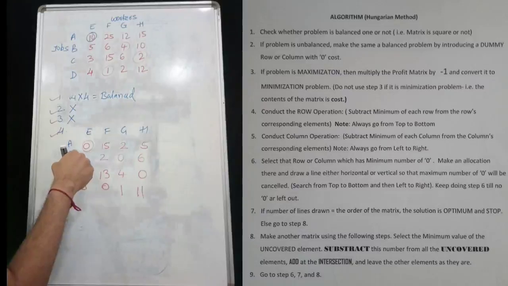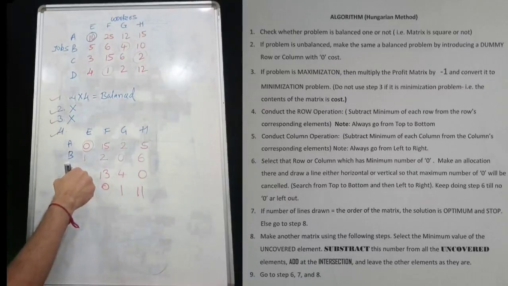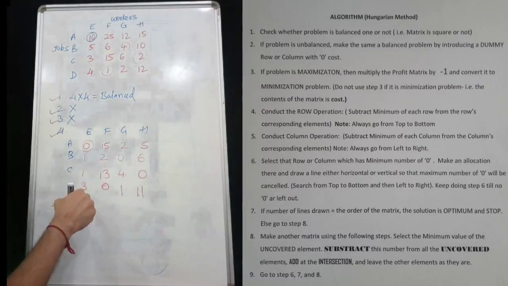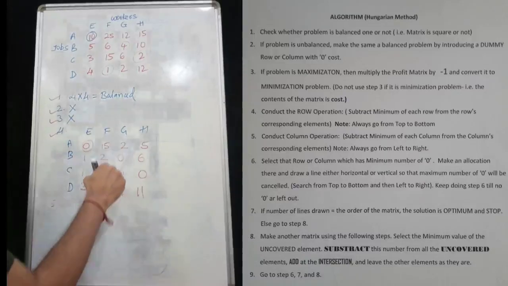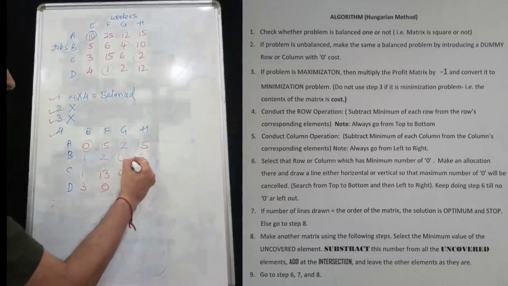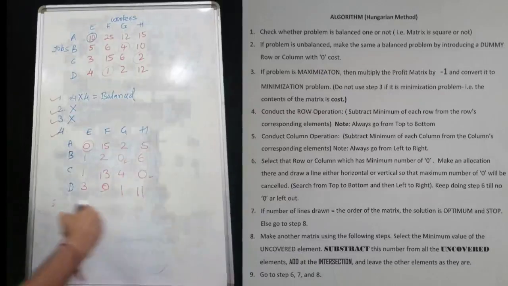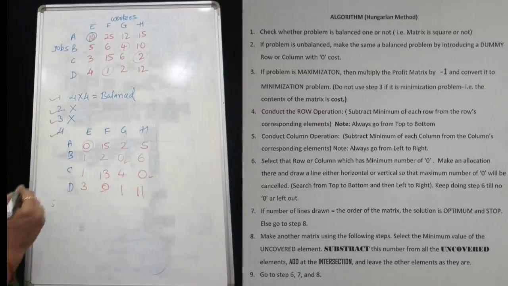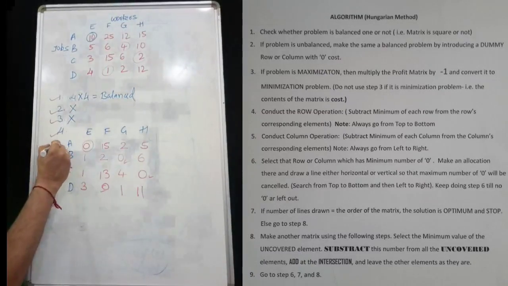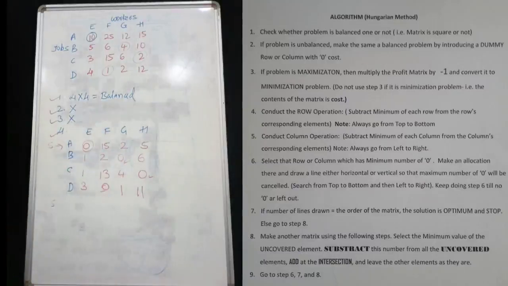If I subtract 0 from 1, it is 1. If I subtract 0 from 3, it is 3. So here also I have got a 0, here also I got a 0, here also I got a 0. So everywhere the minimum is 0. So the fifth step remains the same, or I get the same matrix.